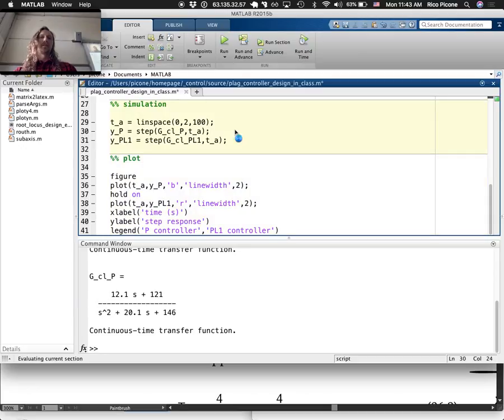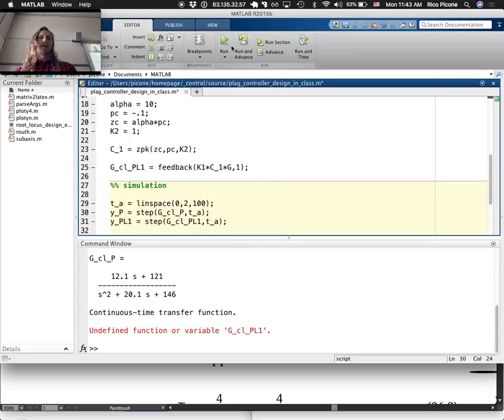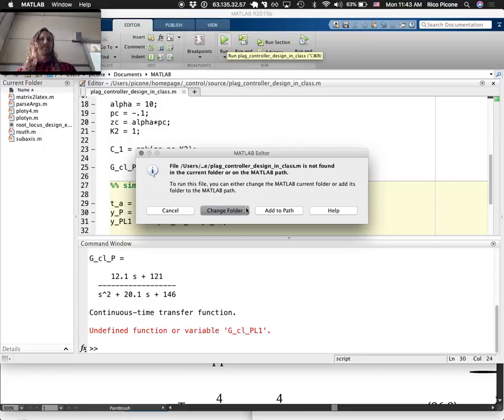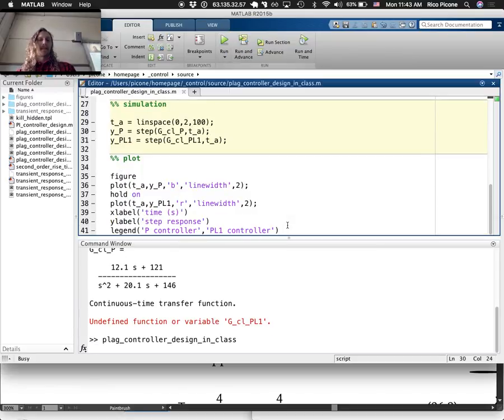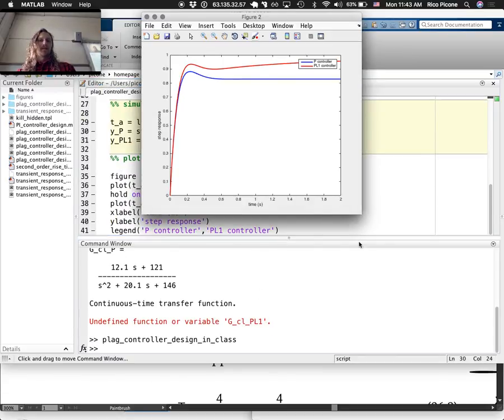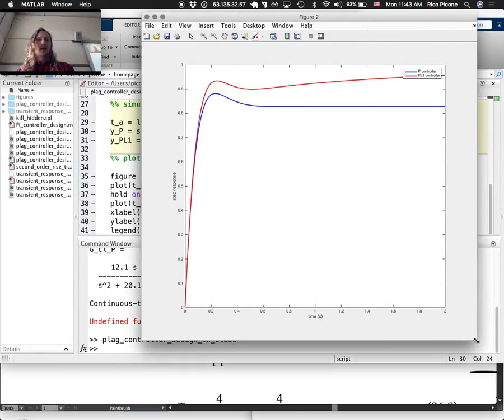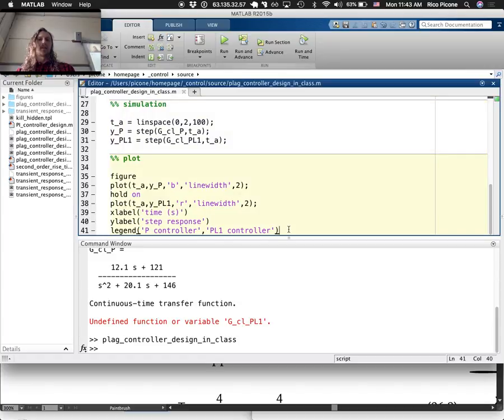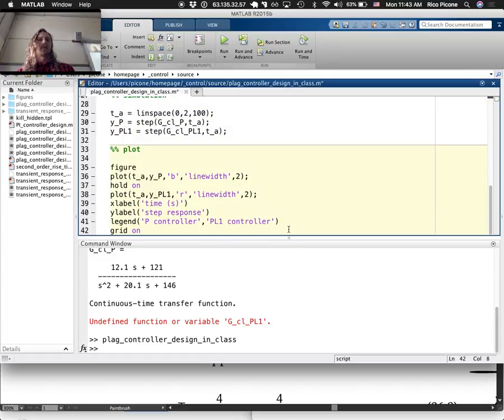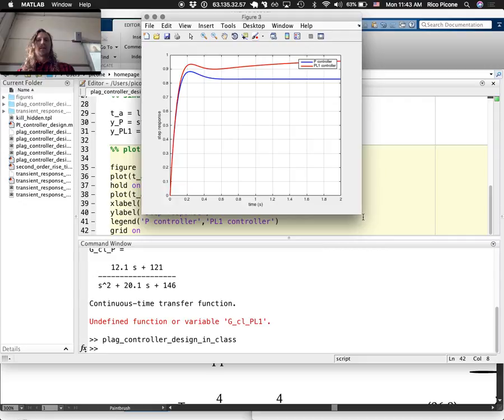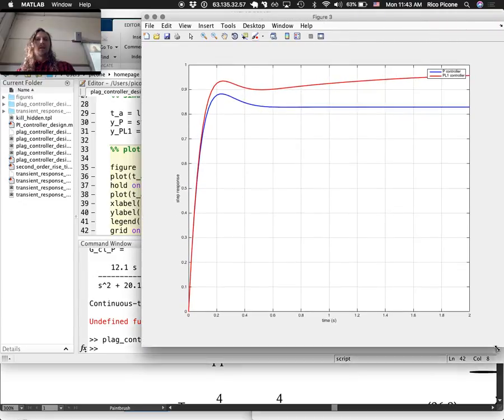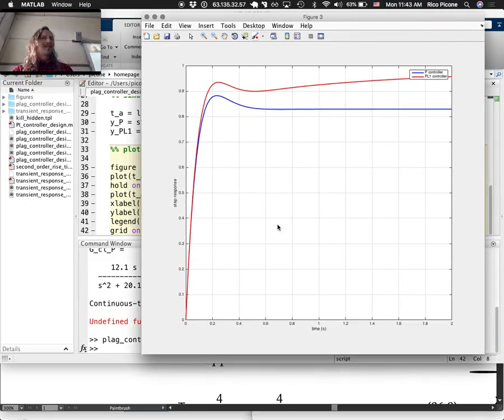I don't think I evaluated that one. Okay, I'll run it from the top. Yeah, okay. So, oh, we should get a grid going, I think. That changed nothing. Oh, you can't see the grid, yeah.